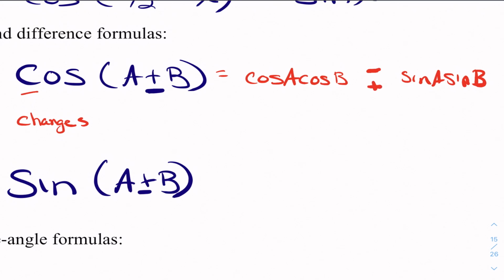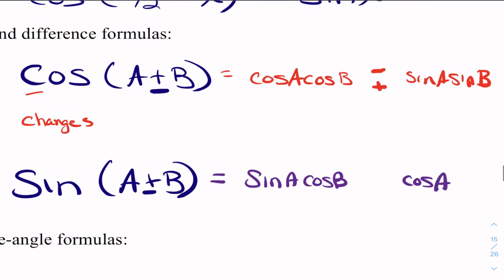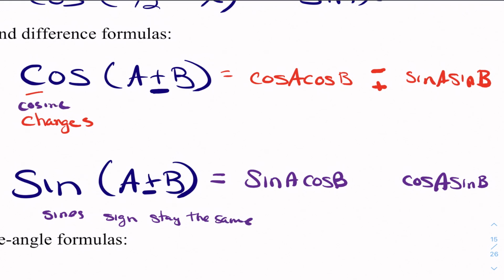Cos A, cos B, minus or plus, sine A, sine B. And note, it's one or the other. We're just combining these two for simplicity's sake. Sine is the slower of the two. So it's sine, cos, cos, sine. Sines stay the same. Cosine changes. So if it's a plus, then it stays a plus. If it's a minus, it stays a minus.